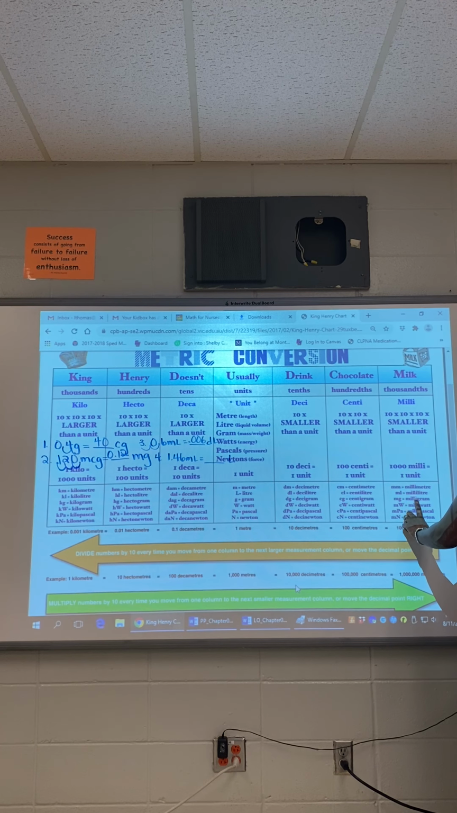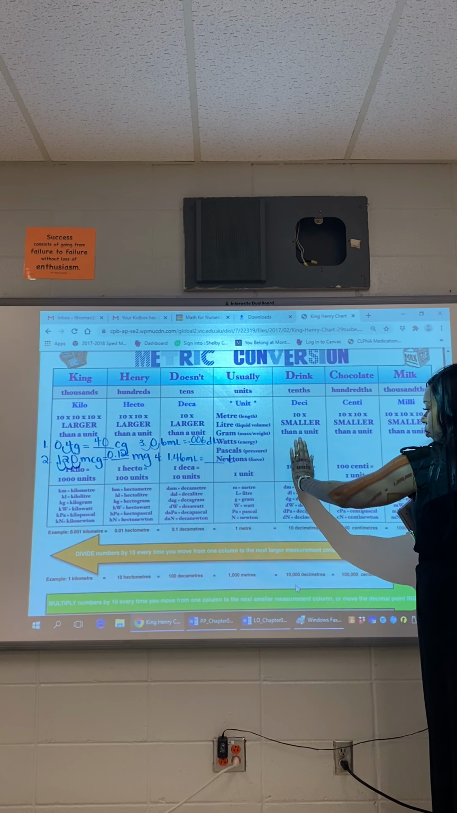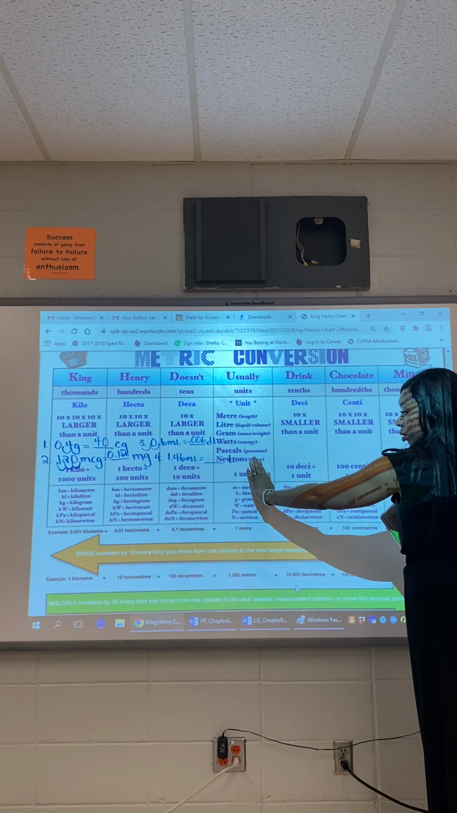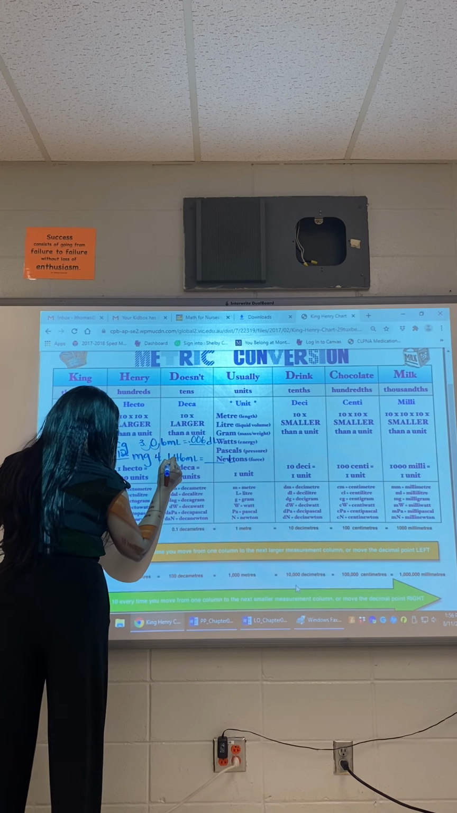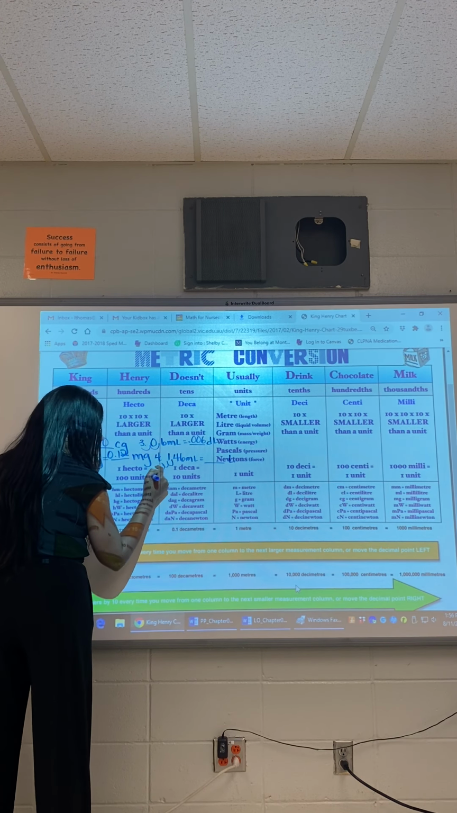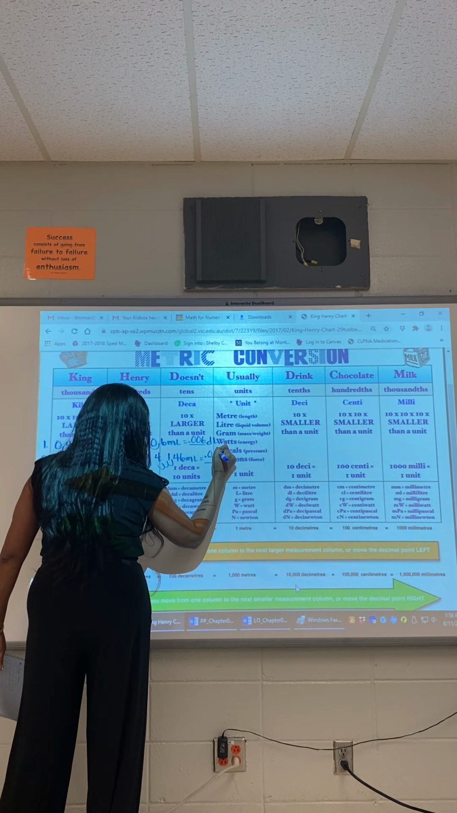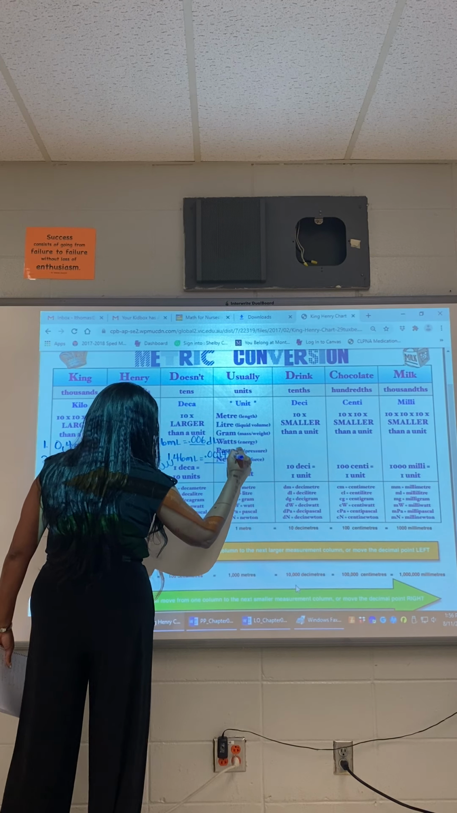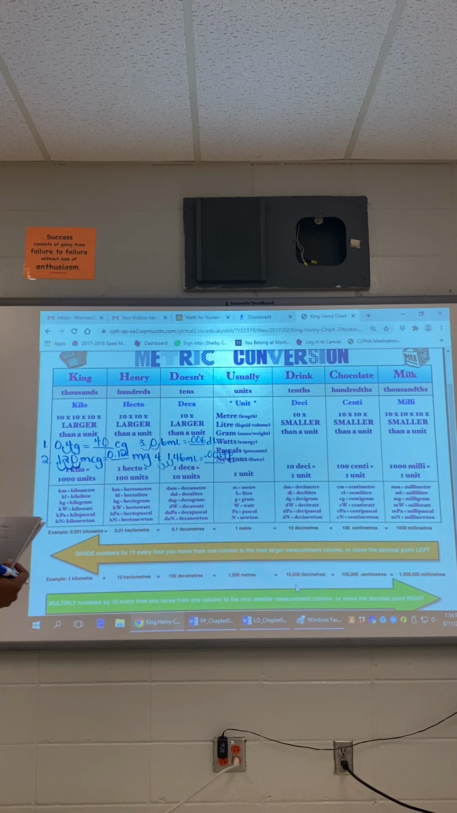So if I'm at milliliter, milliliter is here. I need to move my decimal 1, 2, 3 units to the left. 1, 2, 3, and fill those blank spaces in with 0. So 0.00146. Okay, you're doing great.